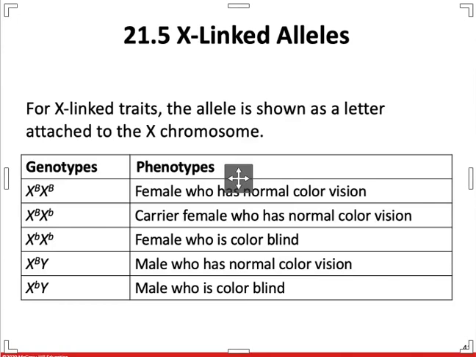So one of the main examples that we're going to talk about quite a bit is red-green color blindness. And the reason that we talk about this is mostly just because I have so many examples from my family.